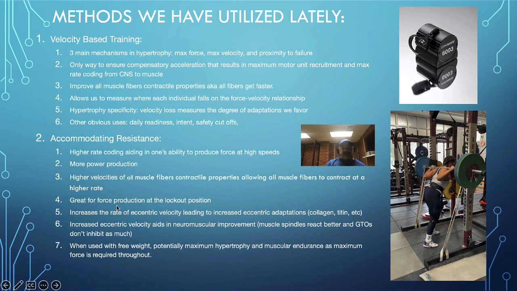So you can get better at producing force where you need to produce the most. It also increases the rate of eccentric velocity, leading to increased eccentric adaptations, collagen, titan. We talked about that in the eccentric category. And then increased eccentric velocity aids in neuromuscular improvement as well. Muscle spindles react better, and GTOs don't inhibit as much. And then, when used with free weight, potentially maximum hypertrophy and muscular endurance, as maximum force is required throughout.